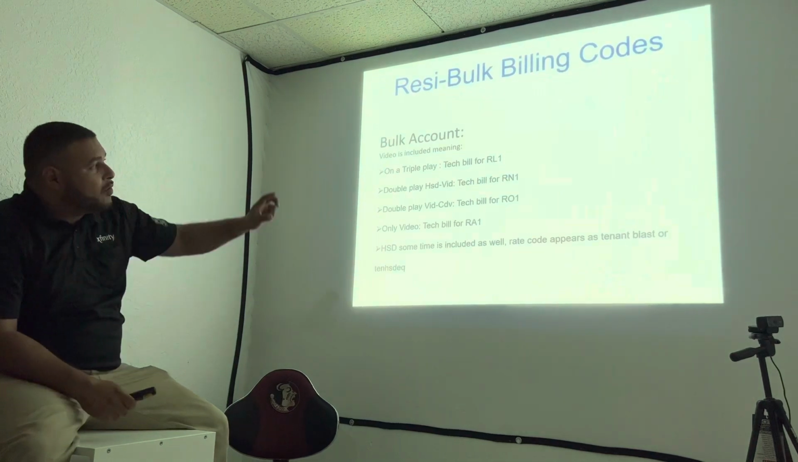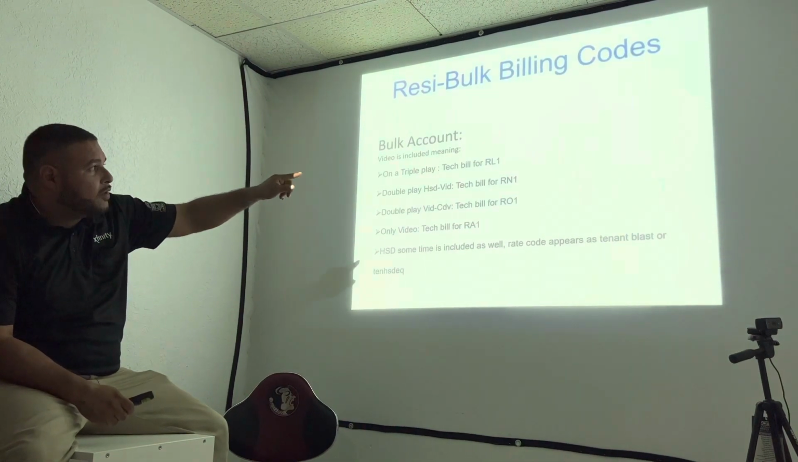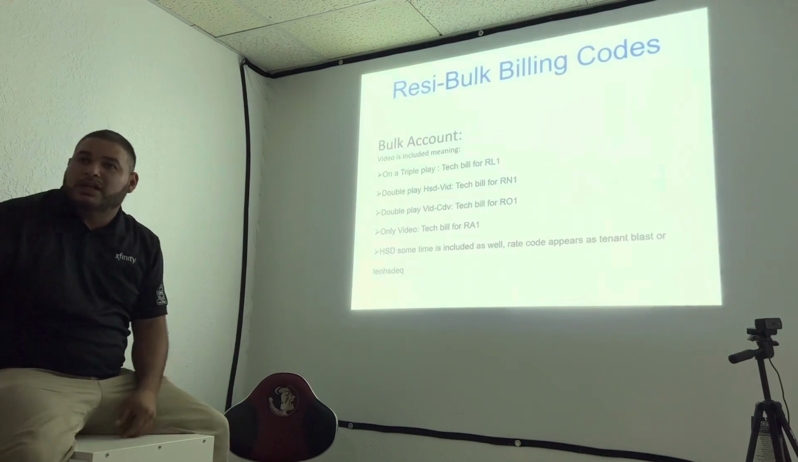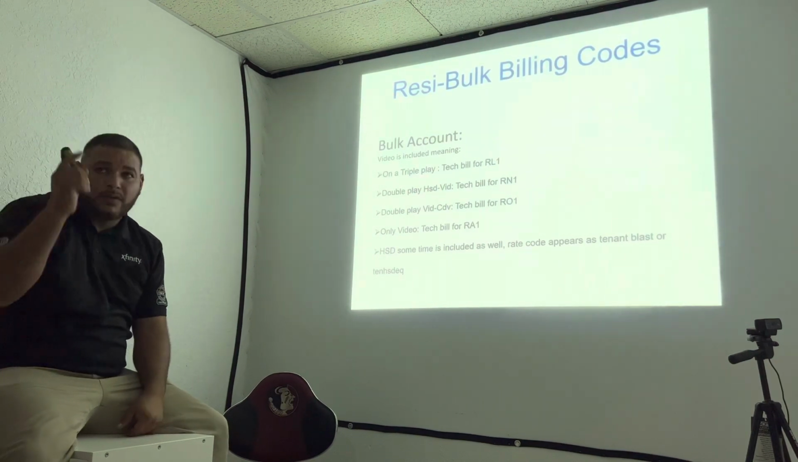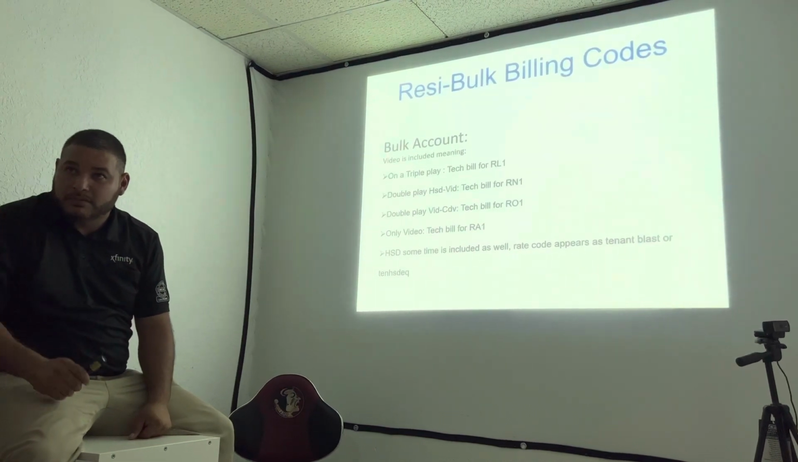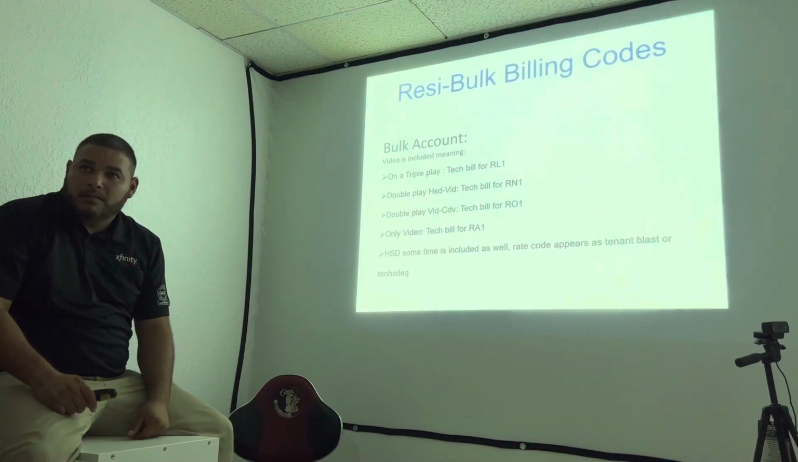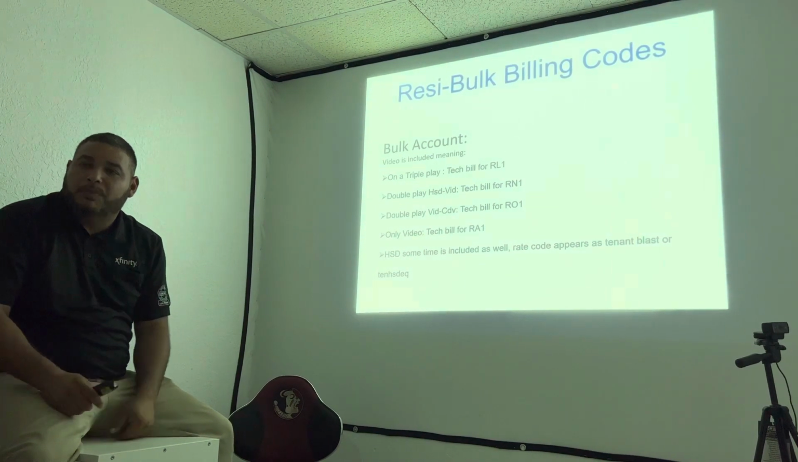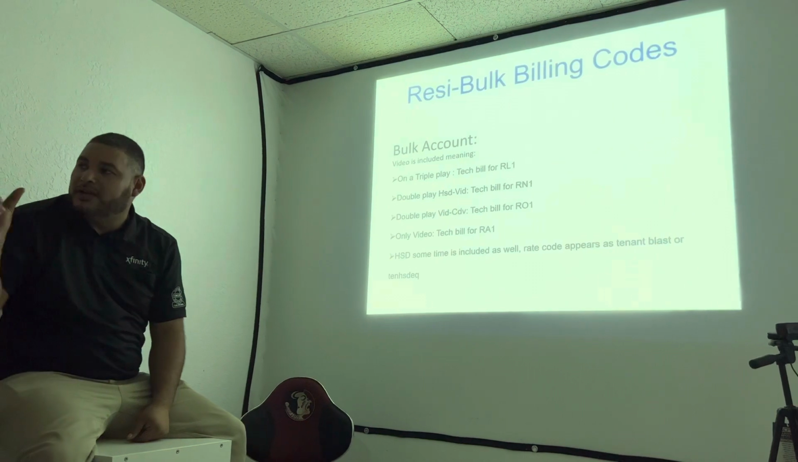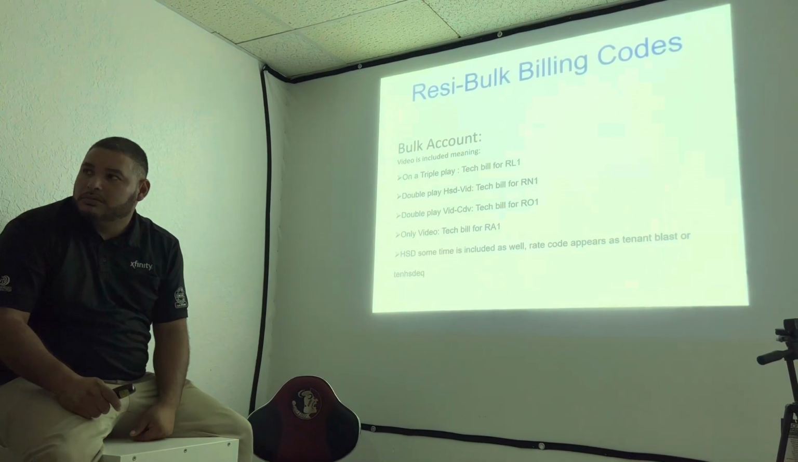But if I go in the bulk account, the video is already included. What is the billing code I have to charge? RL1, which is only the internet and the phone, not the video. But you could charge for the equipment. You're not charging the video portion, since they automatically have the video already. So you're going to charge for the phone and the internet.